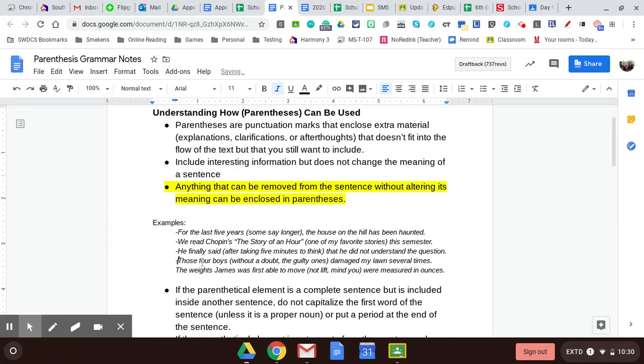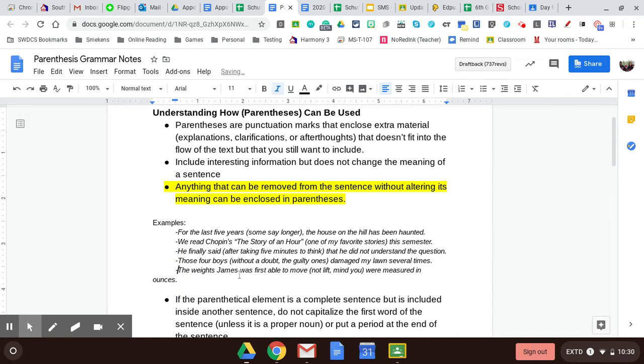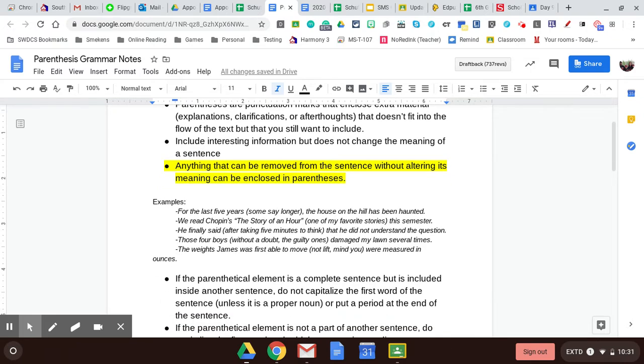Next example. Those four boys (without a doubt the guilty ones) damaged my lawn several times. Or, the weights James was first able to move (not lift, mind you) were measured in ounces. So you read that part a little bit differently, okay?